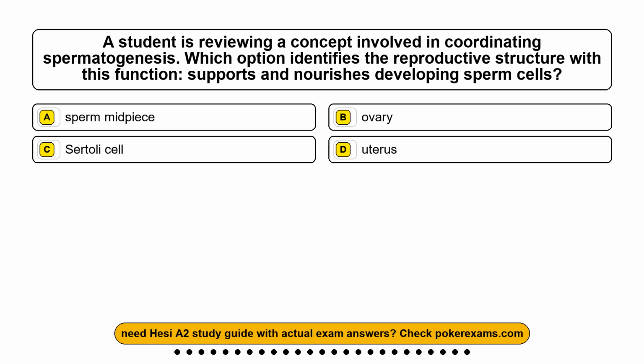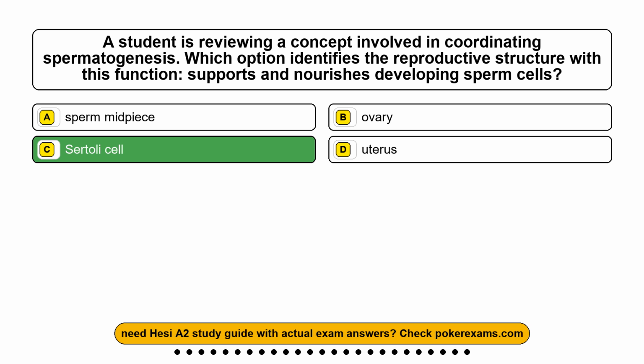Question 23. A student is reviewing a concept involved in coordinating spermatogenesis. Which option identifies the reproductive structure with this function: supports and nourishes developing sperm cells? Option A, sperm midpiece. Option B, ovary. Option C, Sertoli cell. Option D, uterus.